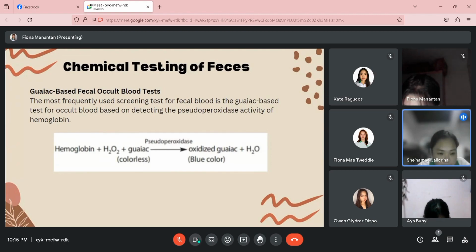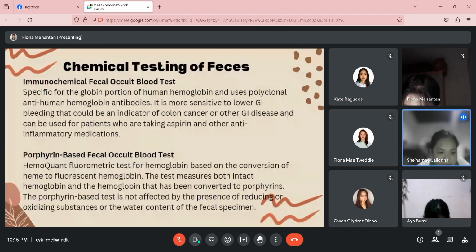The next one is the immunochemical fecal occult blood test. It is specific for the globin portion of human hemoglobin and uses polyclonal anti-human hemoglobin antibodies. Because this method is specific for human blood in feces, it does not require dietary or drug restrictions. It is more sensitive to lower GI bleeding, could be an indicator of colon cancer or other GI disease, and can be used for patients who are taking aspirin and other anti-inflammatory medications.